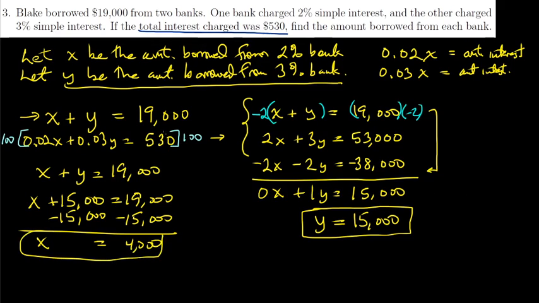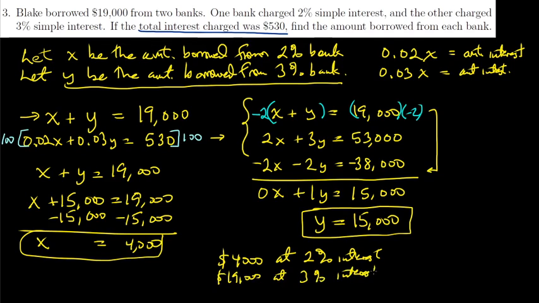So, find the amount borrowed from each bank. Blake is the borrower here. So Blake borrowed $4,000 at 2% interest and $19,000 at 3% interest. That should answer the question.